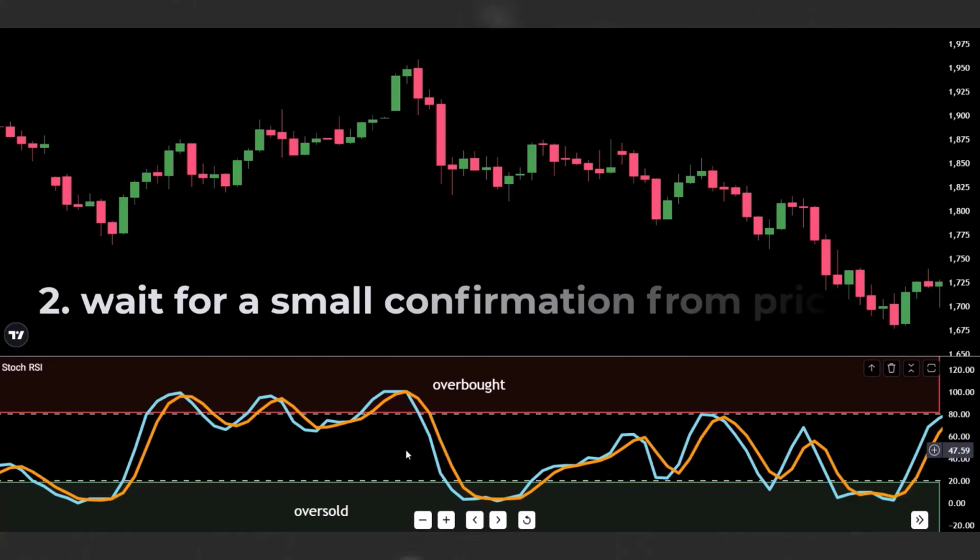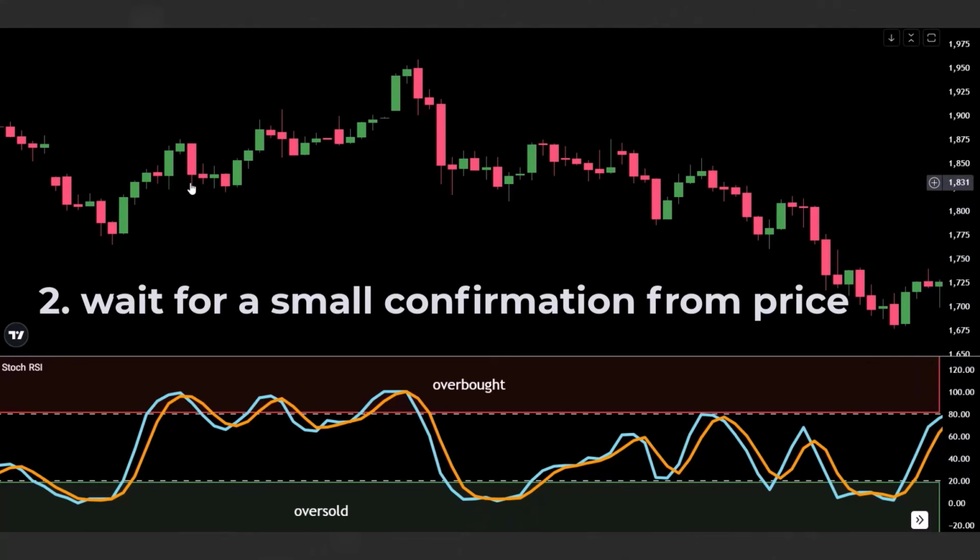Rule number 2. Wait for a small confirmation from price. Stochastic RSI is all about momentum, but price action still matters. So instead of entering immediately on the crossovers, we add just one small extra condition. For a buy setup, first we see the K line cross above the D line below 20.